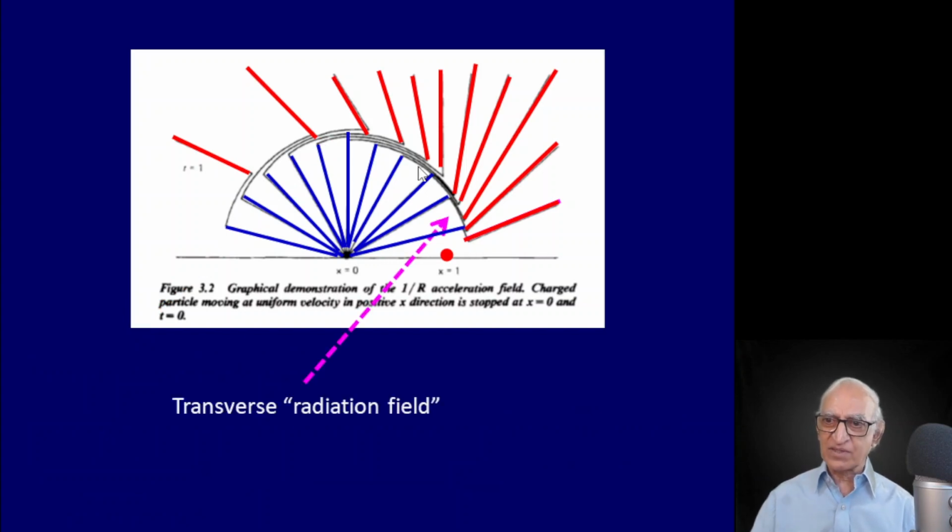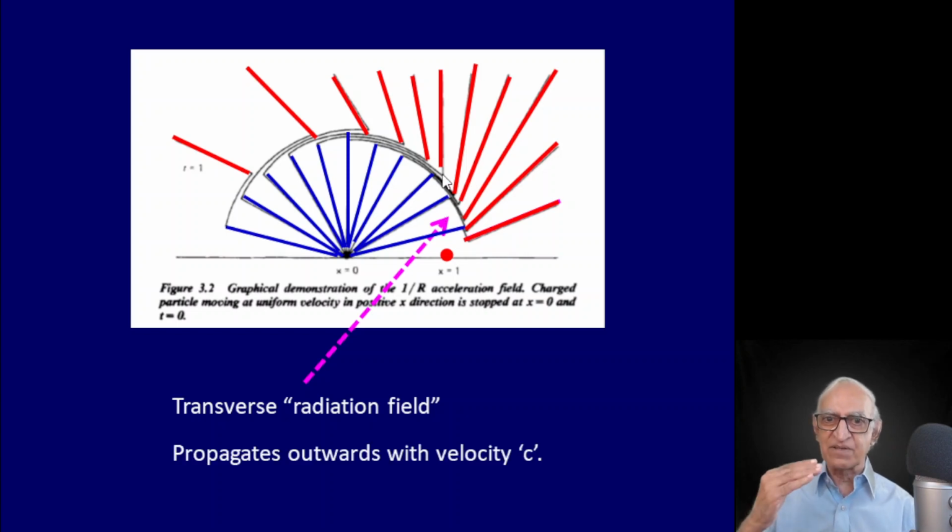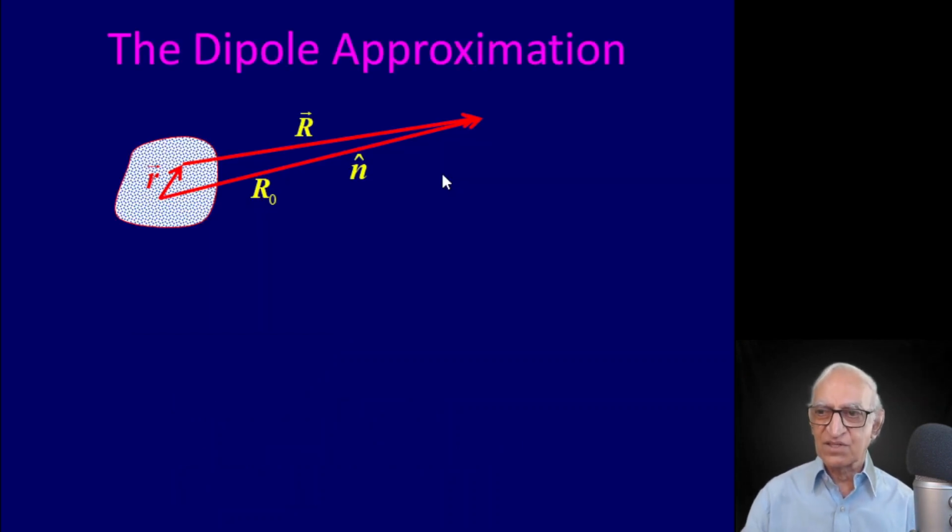Therefore, we are talking about a transverse electric field, and this transverse electric field will propagate with a velocity c, and this electric field will drop off as 1 over r, not as 1 over r squared. This is the radiation field. So now, let us proceed.